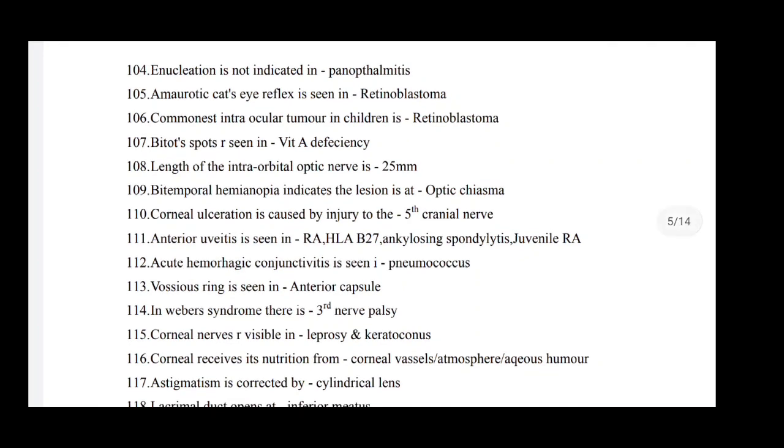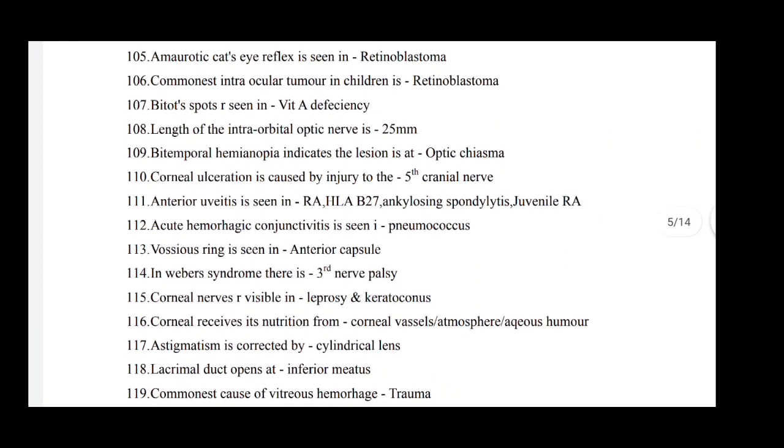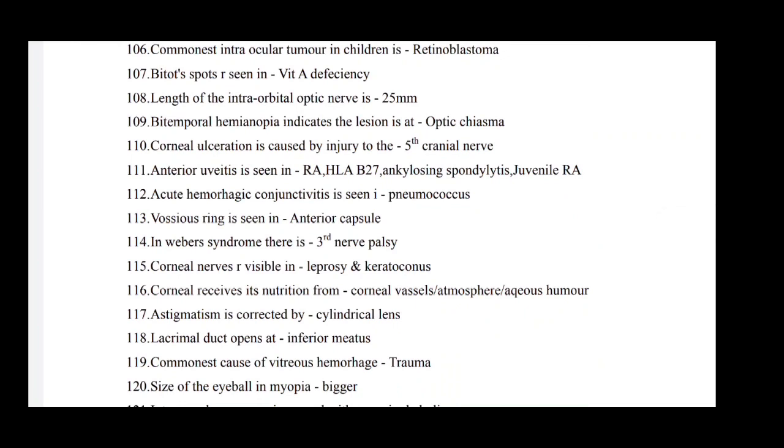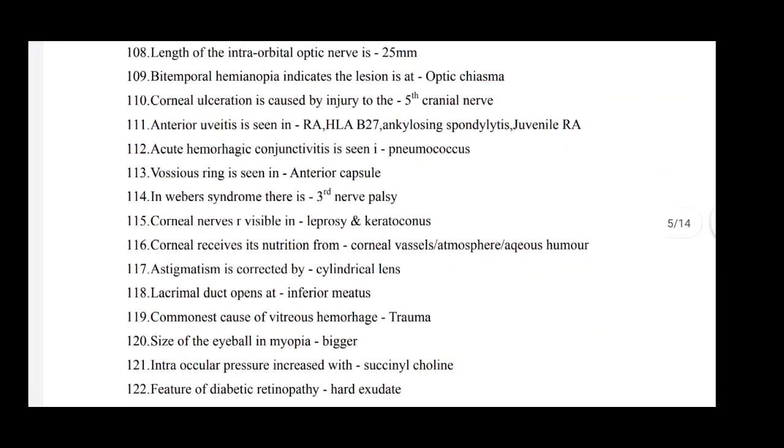The commonest intraocular tumor in children is retinoblastoma. Bitot spots are seen in vitamin A deficiency. The length of the intraorbital optic nerve is 25 mm. Bitemporal hemianopia indicates the lesion is at the optic chiasm. Corneal ulceration is caused by injury to the fifth cranial nerve.